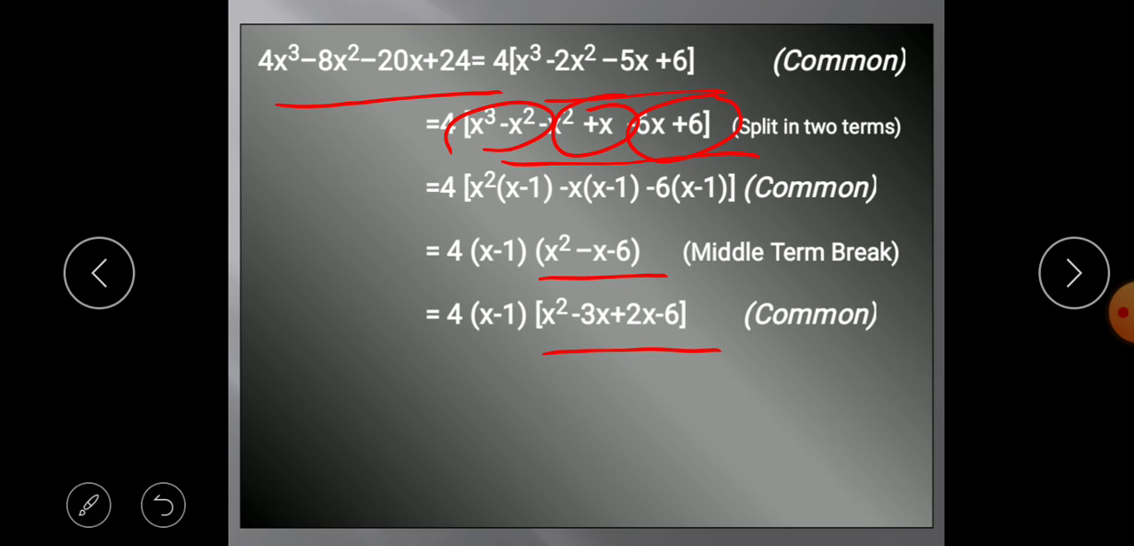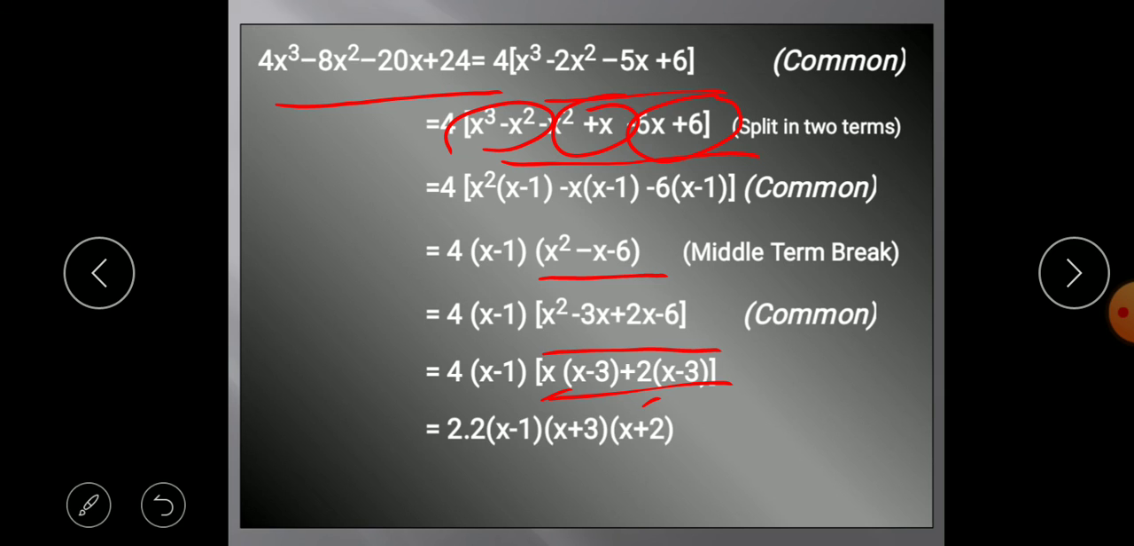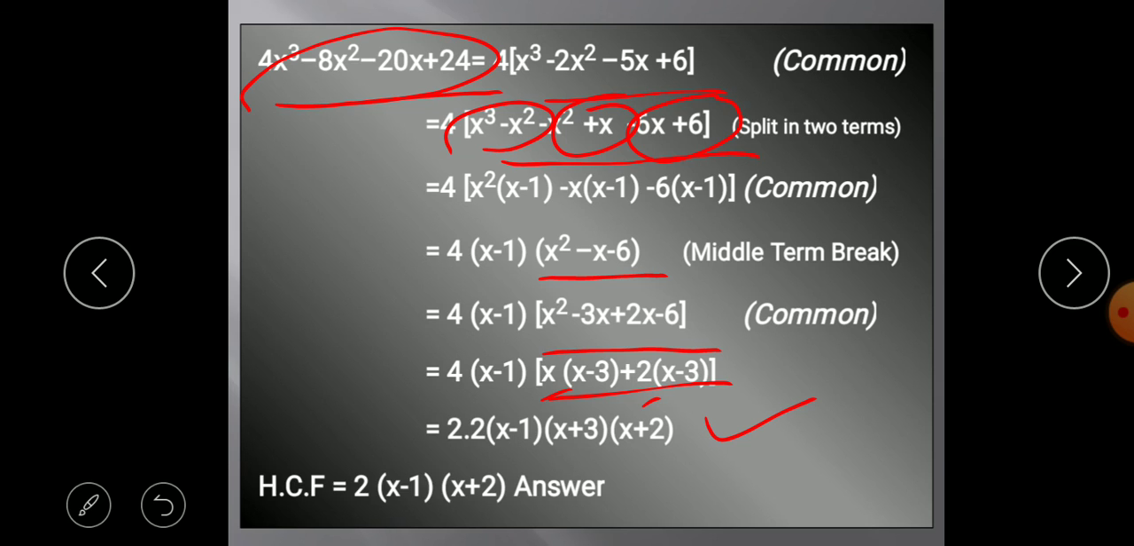Now found the common. So in the first two terms, x is common. Here 2 is common. Again found the common. So 2, x minus 1, x plus 3, x plus 2 are the factor form of the given expression. Okay, so the highest common factor is 2, x minus y, x plus 2.